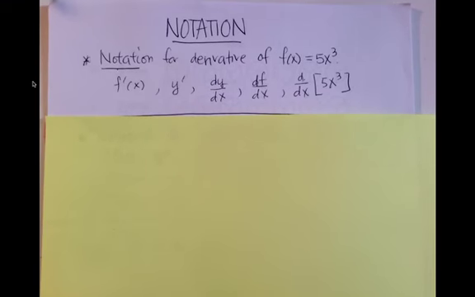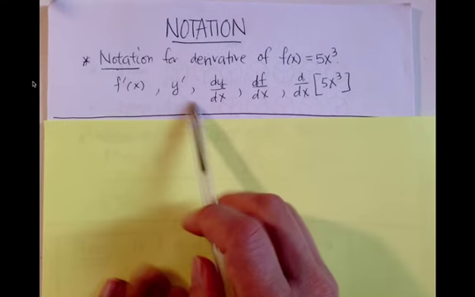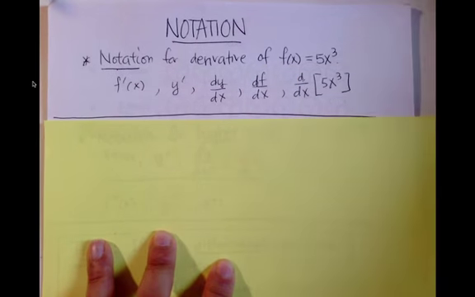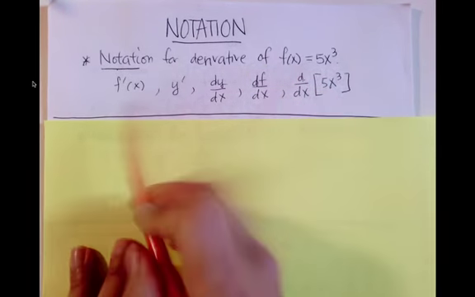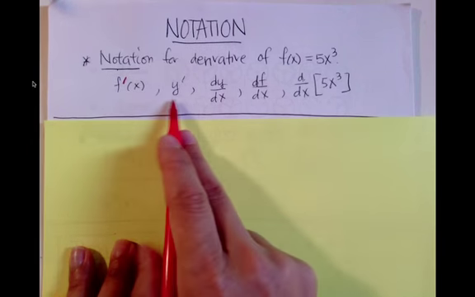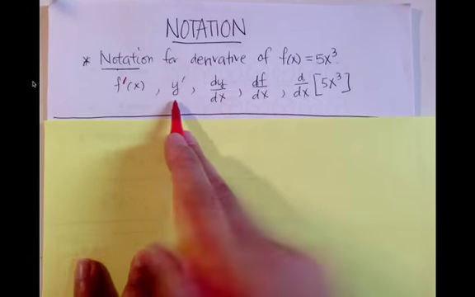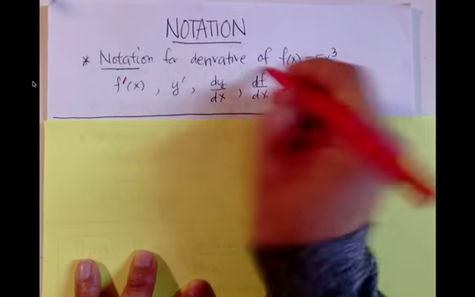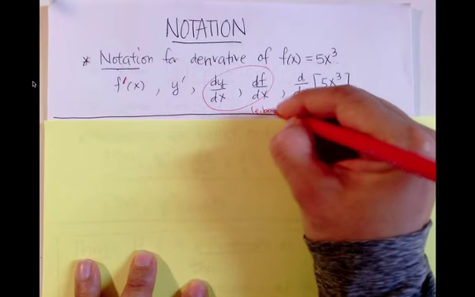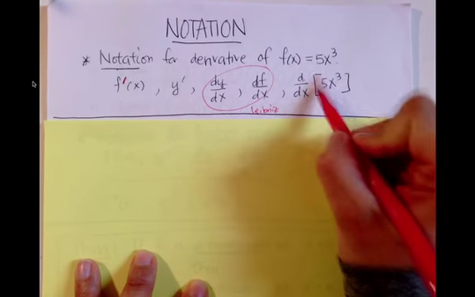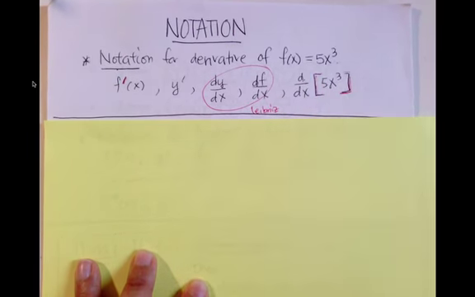Okay, there's lots of different notation for derivatives, so I want to go over that really quickly. The notation for the derivative of f of x equals 5x cubed, we can write this as f prime of x, or we could write it as y prime, dy/dx, df/dx. This is called Leibniz notation. We could also write it with a d/dx and then just write the function inside of the square brackets.